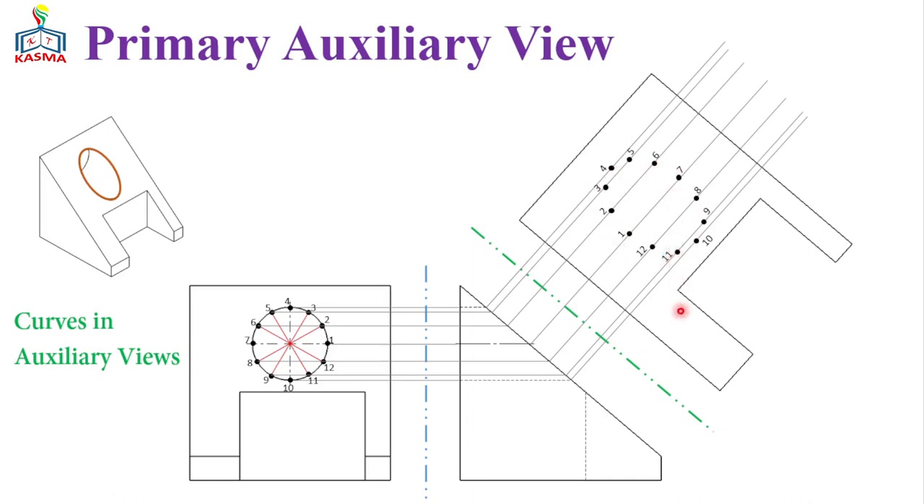And then once you get all those points, you can use a French curve to connect them, and then finally you'll have such a type of elliptical curve. Let's see a practical example here.